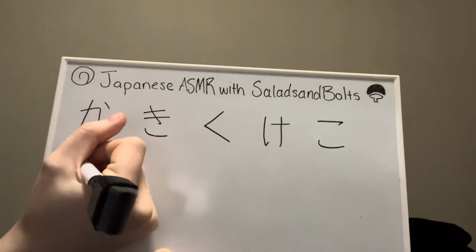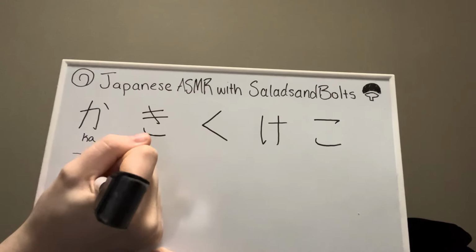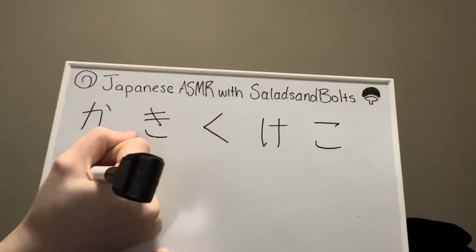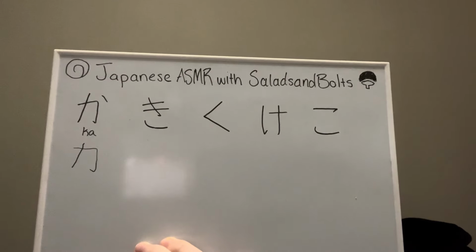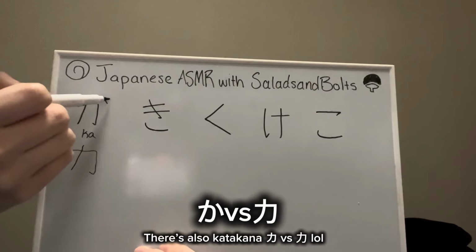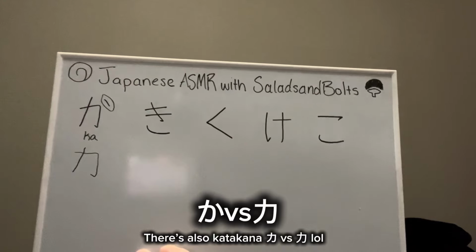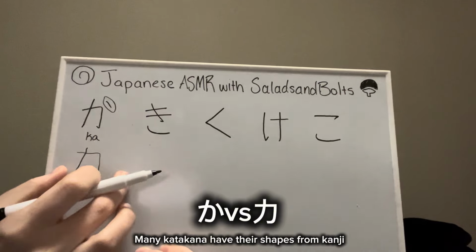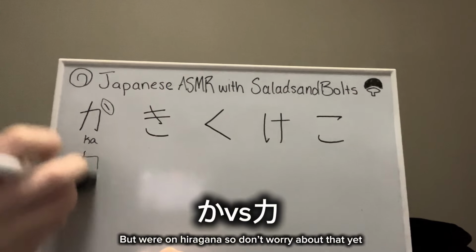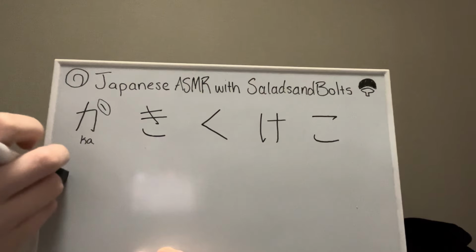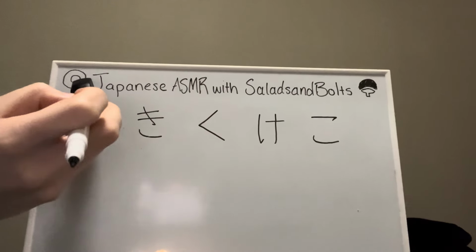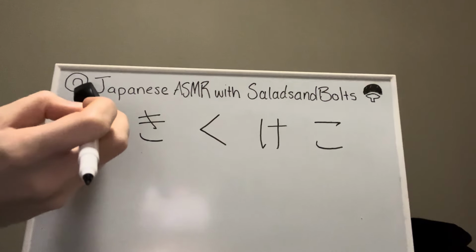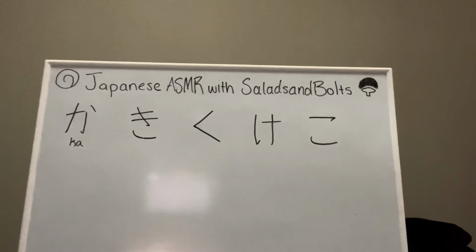But you might have also seen a kanji that looks like this. It's very similar, but it doesn't have this mark, and it's also a little bit wider than a regular hiragana ka. That kanji that I just drew is the kanji for chikara, or power.